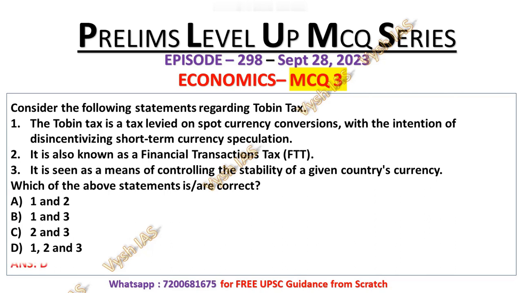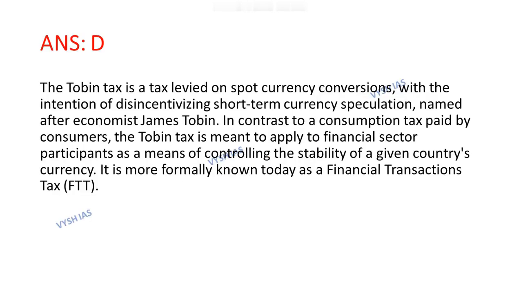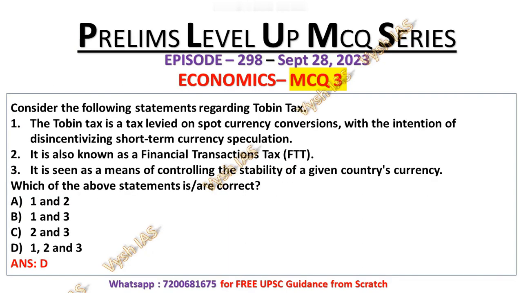So its correct answer will be option number D, which means all the above statements are correct regarding Tobin tax. Tobin tax is the tax levied on spot currency conversion with the intention of disincentivizing short-term currency speculation, named after economist James Tobin. In contrast to a consumption tax paid by the consumers, the Tobin tax is meant to apply to financial sector participants as a means of controlling the stability of a given country currency. It is more formally known today as financial transaction tax, and whatever I have written in the solution, everything is mentioned in the statement.